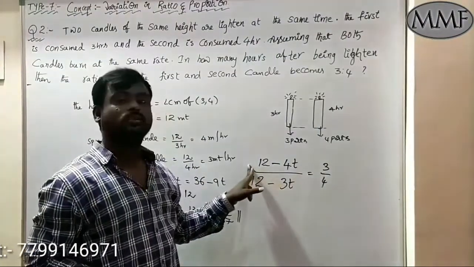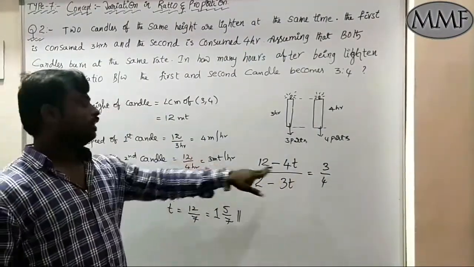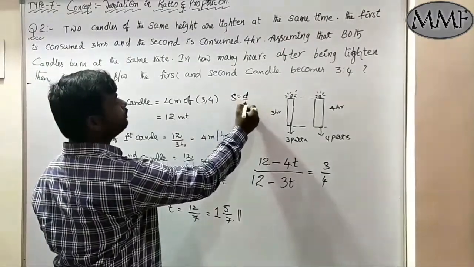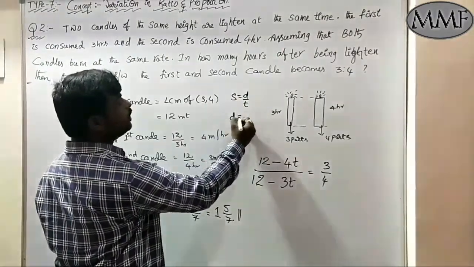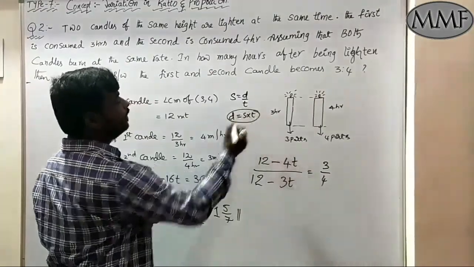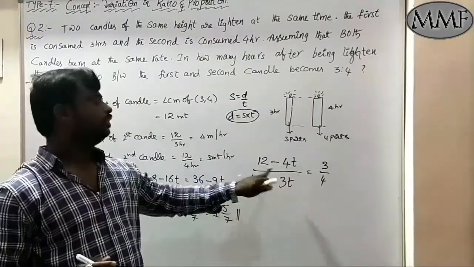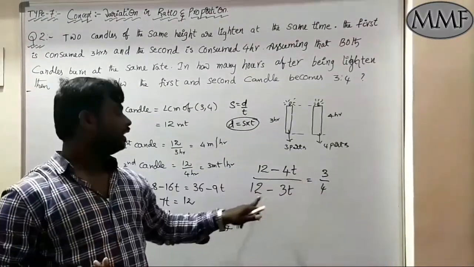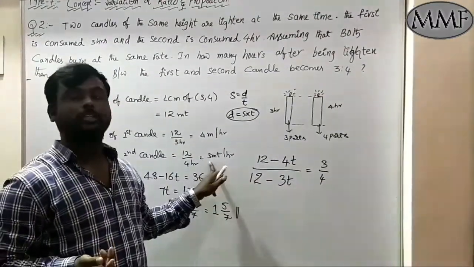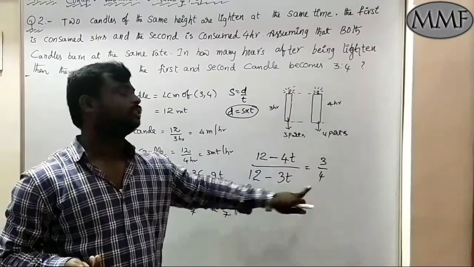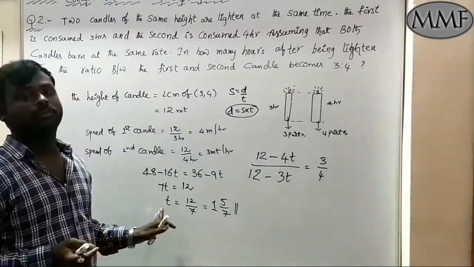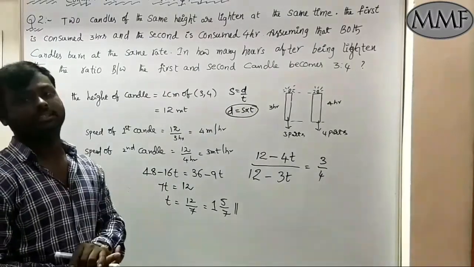Total distance is 12. Speed is equal to distance by time. Clear or not? Distance D is equal to speed into time. So total distance minus 4 is the speed, time is T. The T I need to find. Again 12 minus 3 is the speed, time is T, is equal to the ratio 3 by 4. Then I am getting the T value. Clear? Okay. We'll see one more question, same like this.